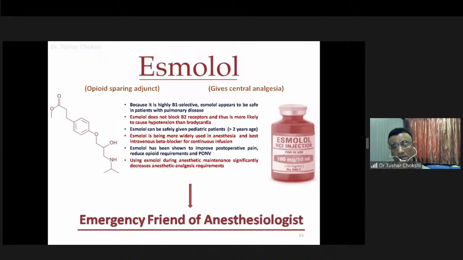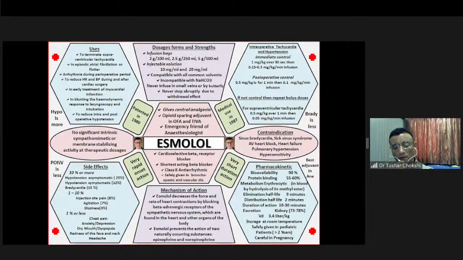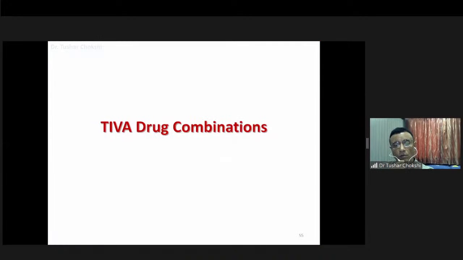And the main beauty, why I like this agent, is that it simultaneously causes bradycardia, meaning it lowers the heart rate, as well as giving hypotension. So I use this, and I recommend that instead of other beta blockers, you start using esmolol. This is the esmolol infographic.